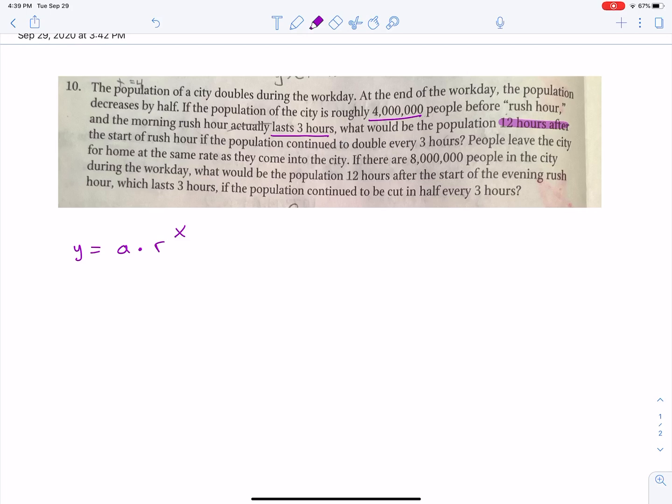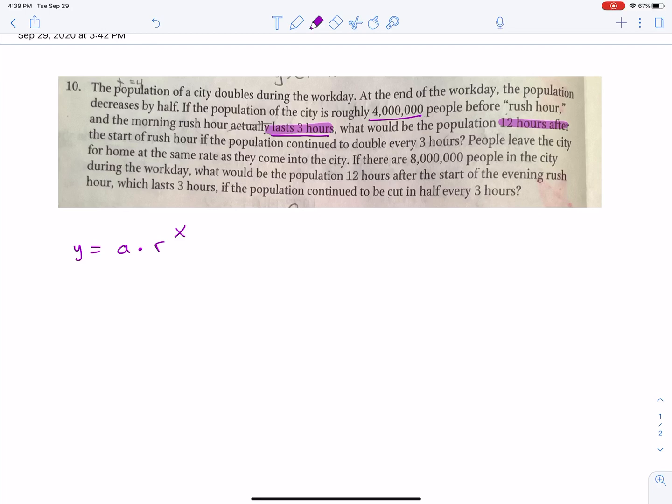Now, recognize that initially this city got to max capacity after 3 hours. So if it starts at 4 million people, after 3 hours we would be at 8 million people. But what it's asking now is, instead of it stopping after 3 hours, what would happen if we just kept on doubling it every 3 hours?